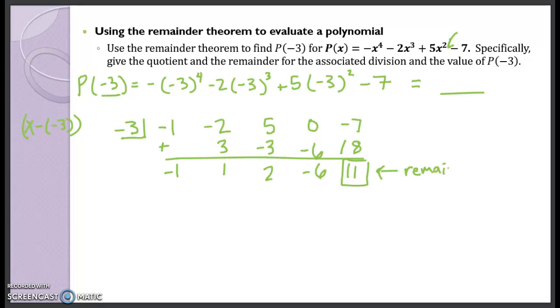And then what the remainder theorem says is not only is 11 our remainder, but our function evaluated at that c value is the remainder, equal to 11. In other words, our polynomial p evaluated at -3 equals 11.